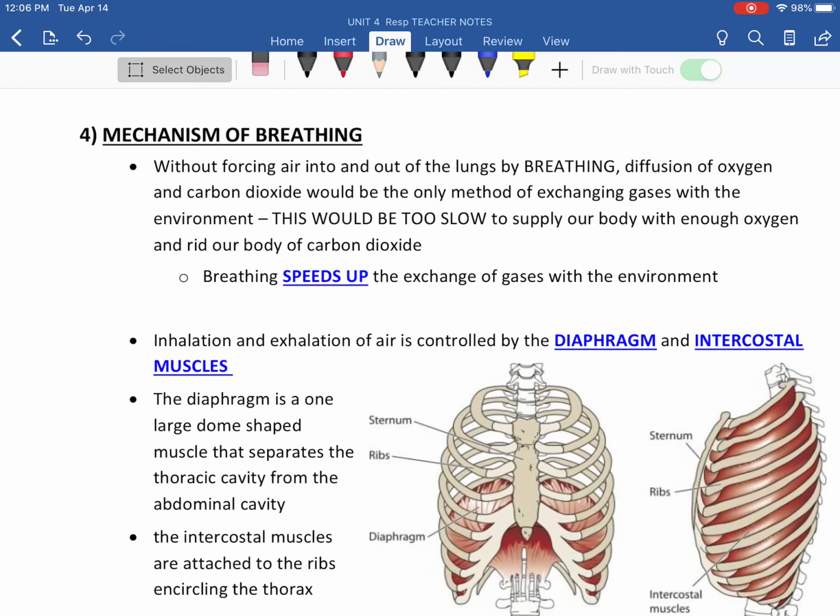Hi there, Bio30s. All right, so today's lesson is going to be about breathing. How does breathing occur? How is it regulated? And a bit about lung volumes.